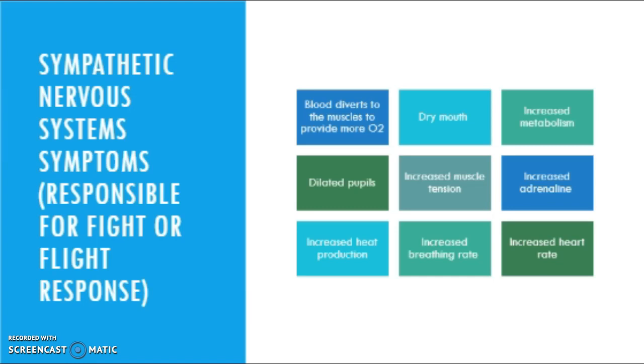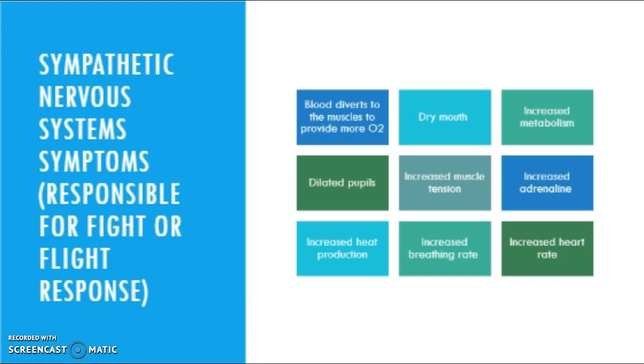Blood diverts to the muscles to provide more O2. To apply this to sport, we could look at a hurdler. The blood in the body will be diverted from other parts of the body like the digestive system to the muscles in the legs such as the quadriceps and hamstrings to pull the leg up and over the hurdle.